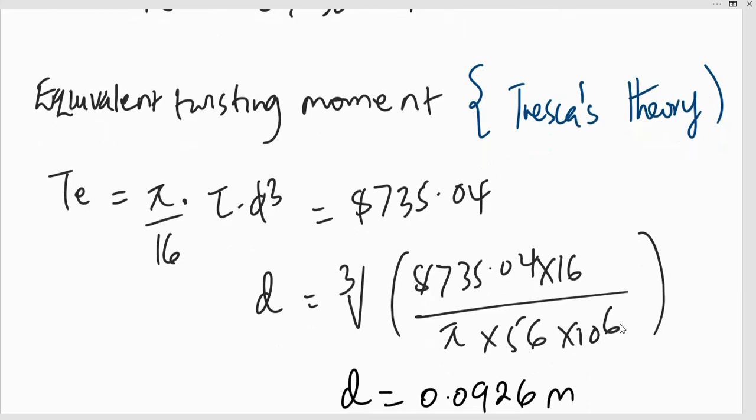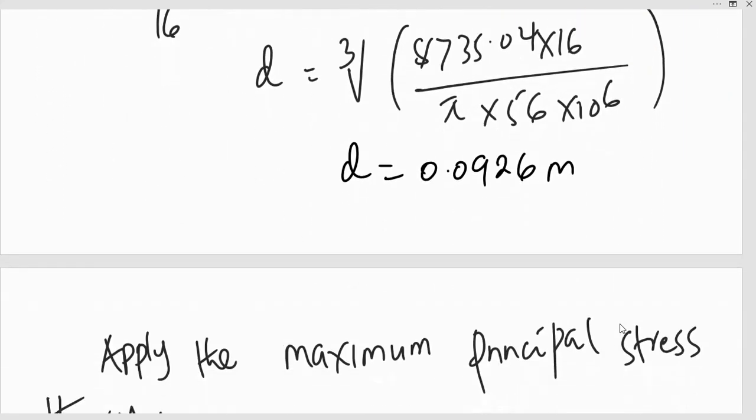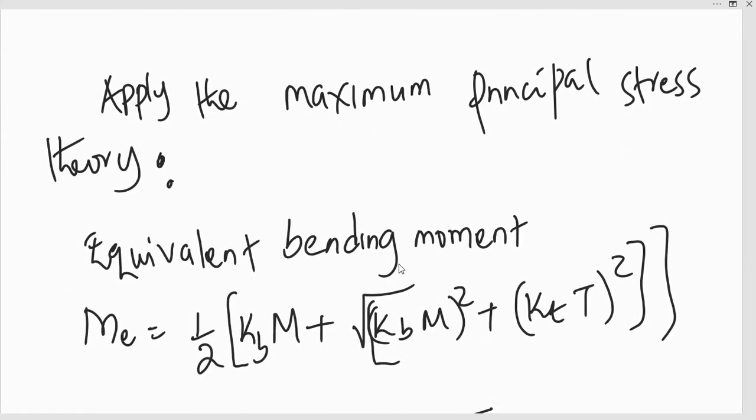I take the cube root of that, and I'll have 0.0926 meters. The diameter of the shaft according to the shear stress theory, or the Tresca theory, is this times 1000, and this will be 92.6 millimeters. What if I apply the maximum principal stress theory?